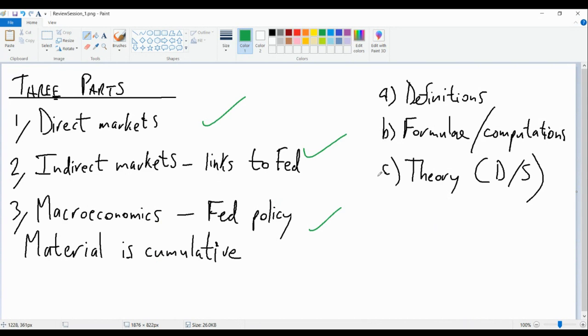But for each of these three things, you should make sure to remember the key definitions, the key formulae, and the key theories that we reviewed at the time. At least. Okay?